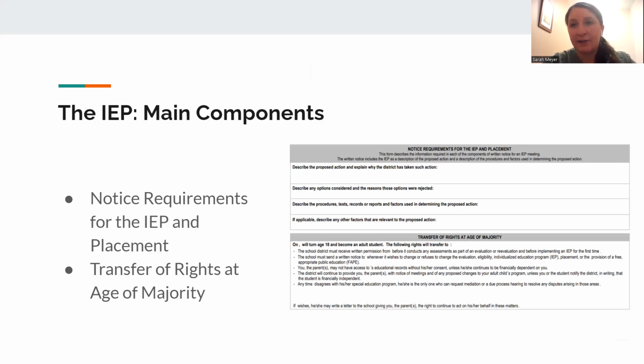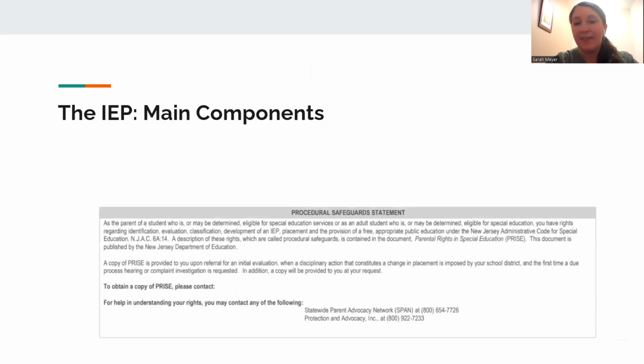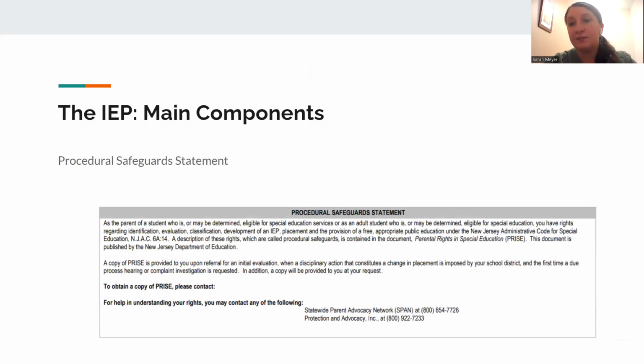And then the next area goes to transfer of rights. So just saying these are going to be the rights of your child with their IEP once they surpass the age of 18. And then finally, it is ending with that procedural safeguards notice. So it's just saying, again, that you're going to receive a copy of this. And if you need any additional support, this is the information at where you can reach out to find it.